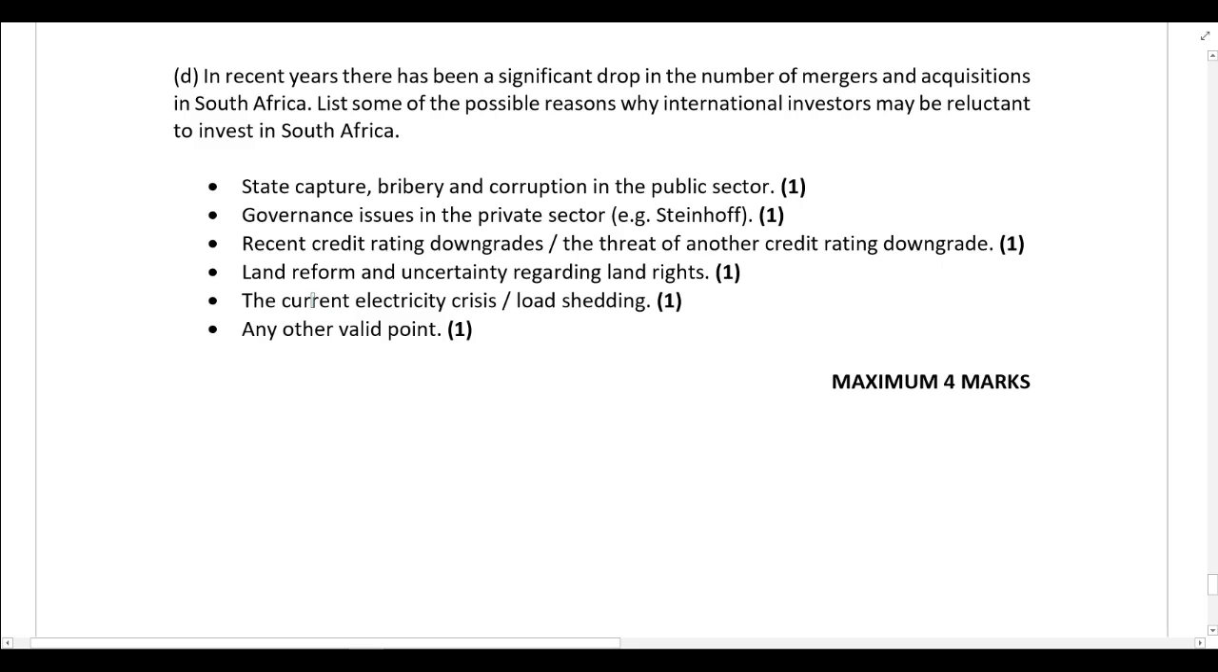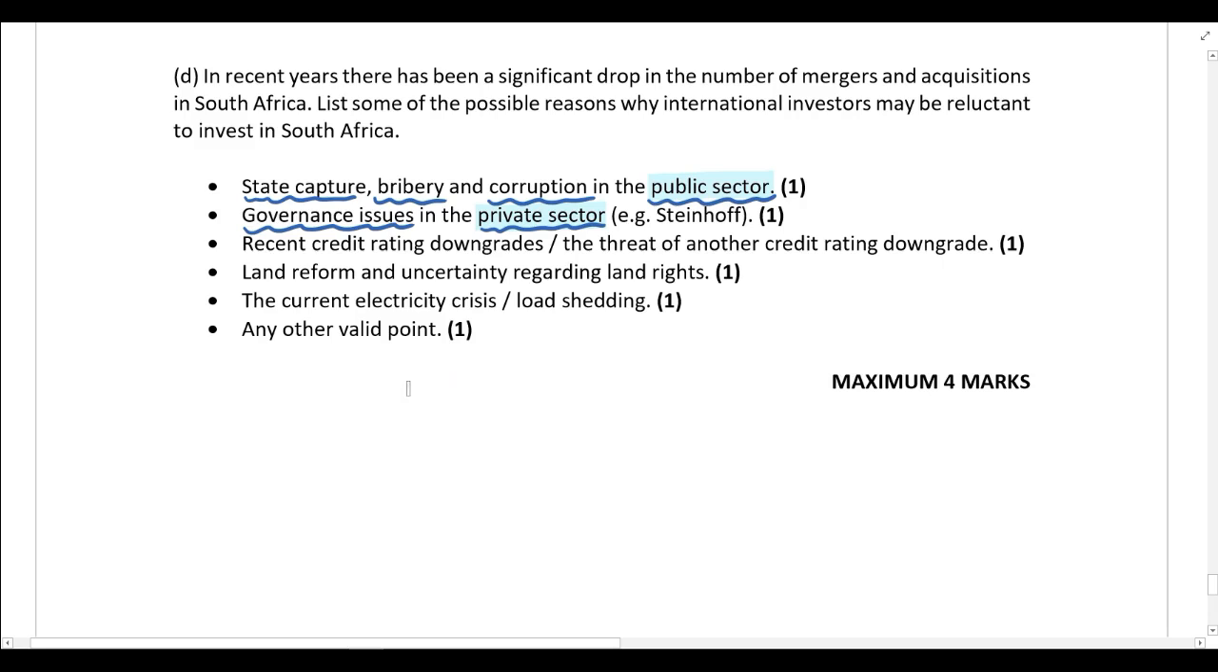First, as long as you discussed any issues that we are experiencing in the public sector, you can award yourself a mark. So if you discussed anything along the lines of state capture, bribery, or corruption in the public sector, give yourself a mark. Obviously, we are not only experiencing problems in the public sector, but also the private sector. So I've given Steinhoff here as an example. You don't have to give an example. As long as you speak about governance issues that we are experiencing in the private sector, you can award yourself a mark.